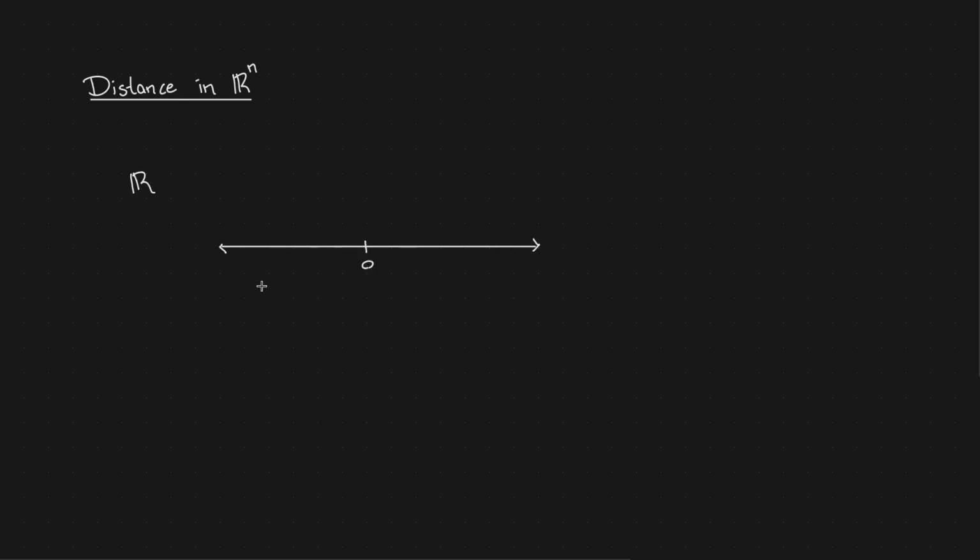between two real numbers? So let's say right here we have x1, and over here we have x2. And we want to measure the distance between them, which I'll call big D.